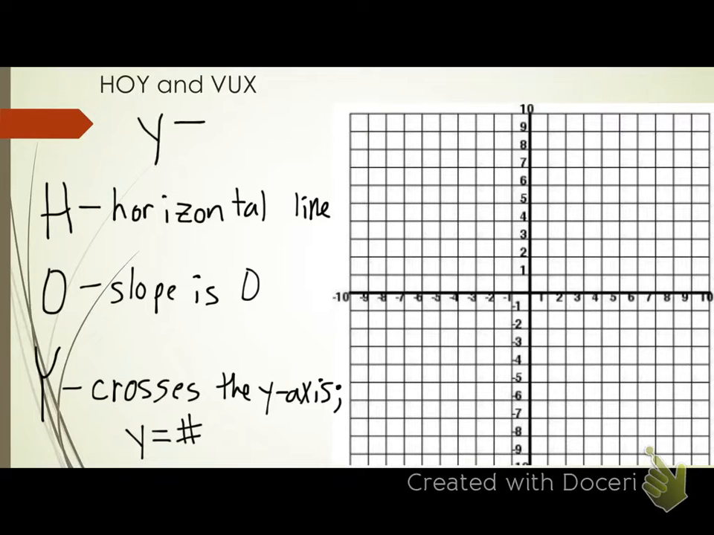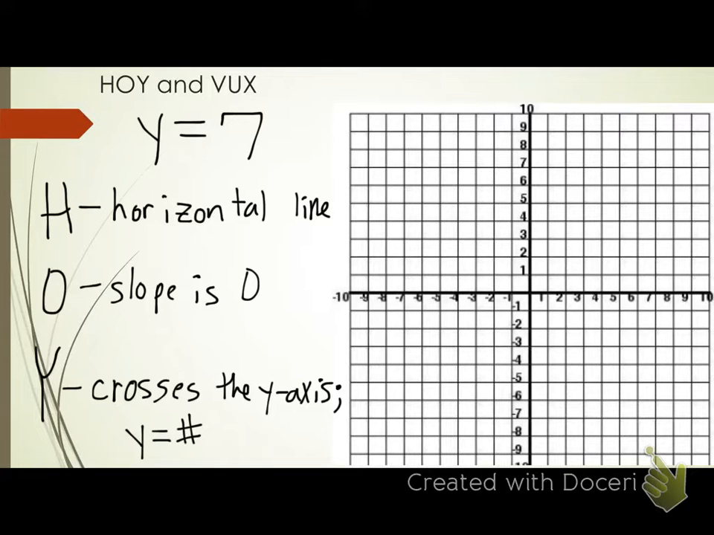Let's say I give you the equation y equals 7, and I want you to graph it. I say graph the equation y equals 7. Okay? First off, I would identify that I'm using HOI because my equation is in the form y equals a number, right? Everyone agree with that? Okay, then I'd ask myself, since it's HOI, which axis is it crossing?